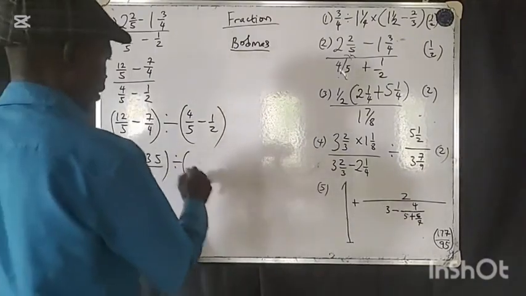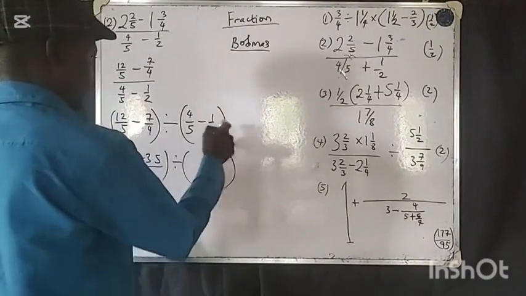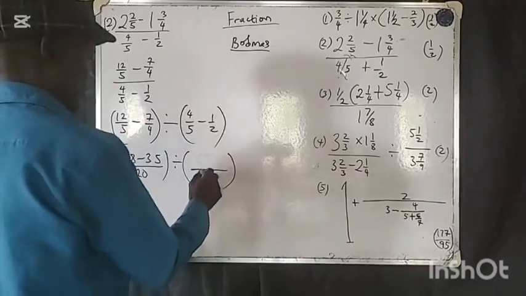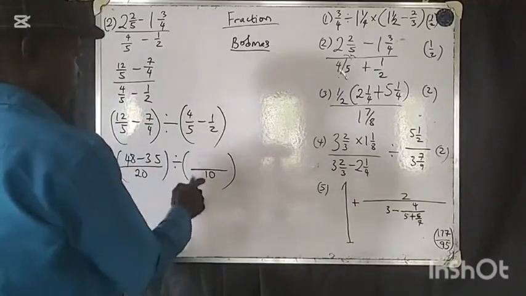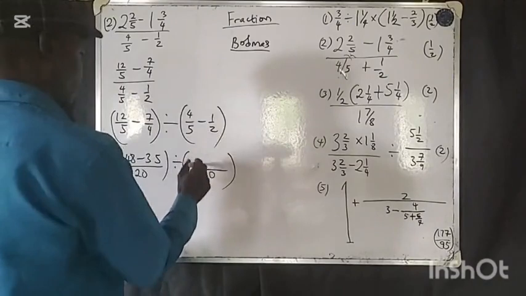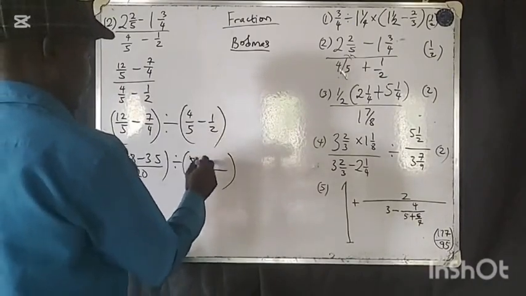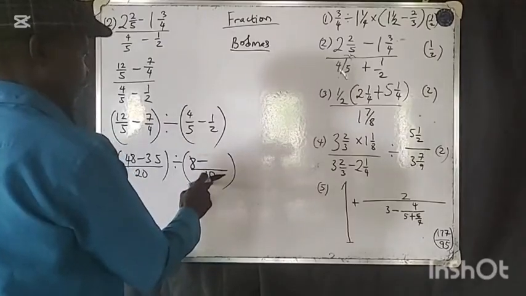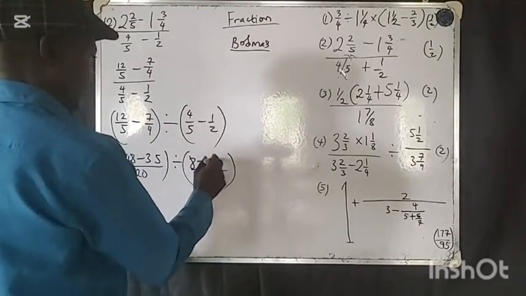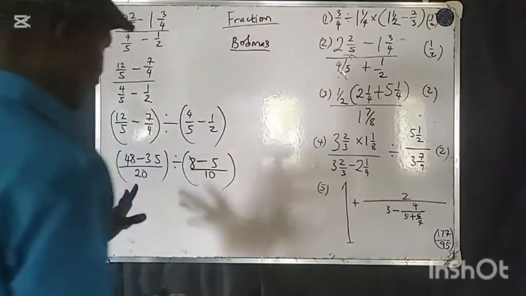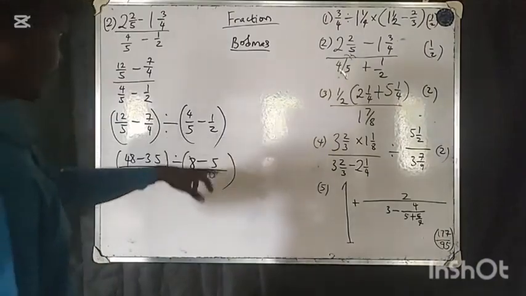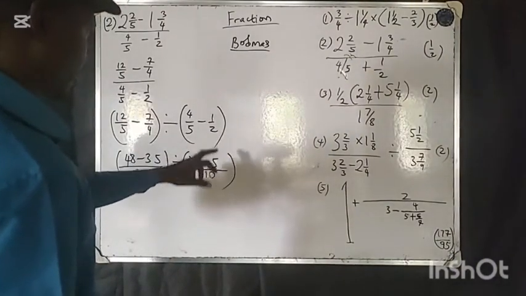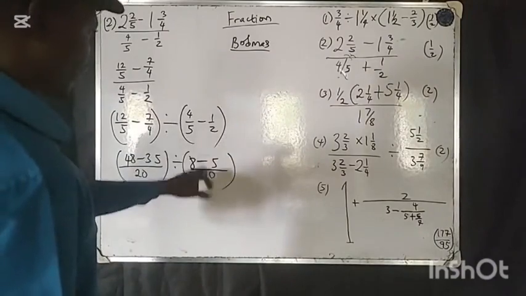the LCM here is 10. 5 times 2, because there is no common factor between 5 and 2. So the LCM is 10. 5 goes in 10, that's 2. 2 times 4, that will be 8. Minus 2 goes in 10, that is 5. 5 times 1, that is 5. So we have this remaining. The LCM is 10. 5 goes in 10. 2 times 4, 8. 2 goes in 10, 5. 5 times 1, 5.